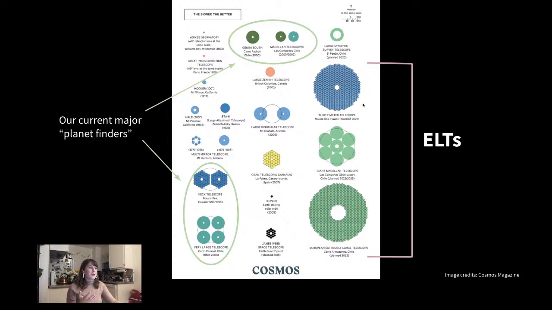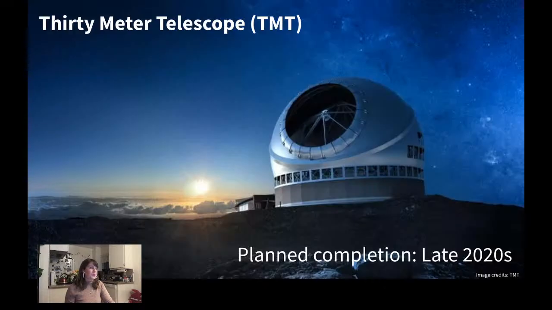There's the 30-meter telescope, originally planned for Mauna Kea, but that might not turn out to be the true plan. That's still a little up in the air. And then there's the Giant Magellan Telescope, which would be in Chile, and the European Extremely Large Telescope, which would also be in Chile. These ELTs are all about 30 meters across, and that would be a huge, huge difference compared to what we have now.